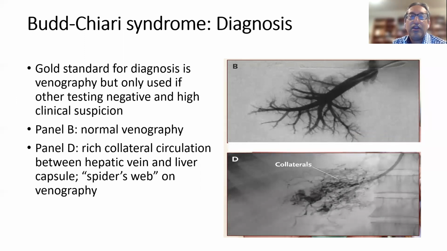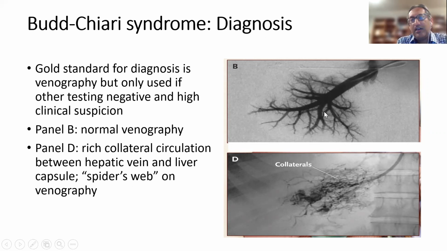The gold standard diagnosis is venography by interventional radiology, looking at the hepatic vein, but we only do it in cases where other testing, meaning ultrasound or MRI, is negative and you still have a high clinical suspicion. So this is a good example in this section. This is a normal venography.